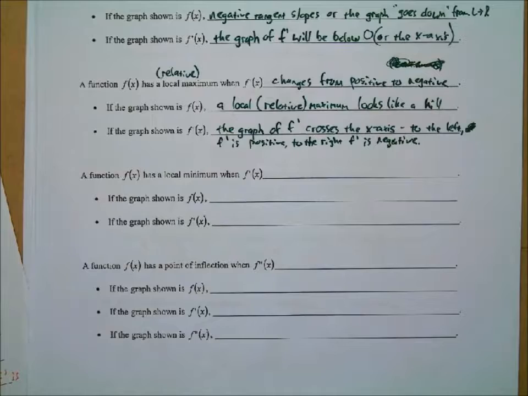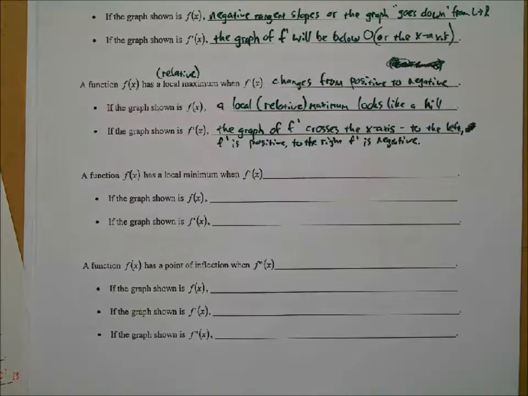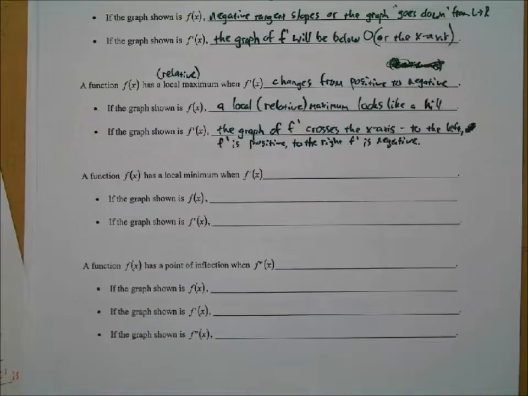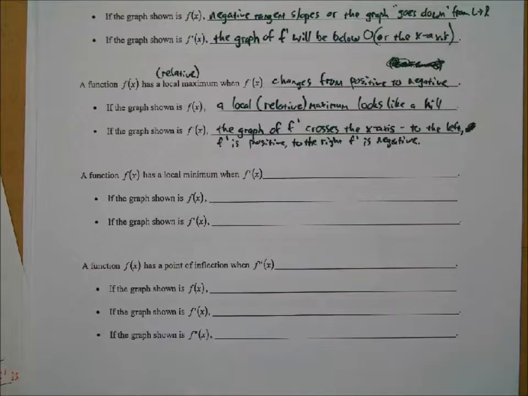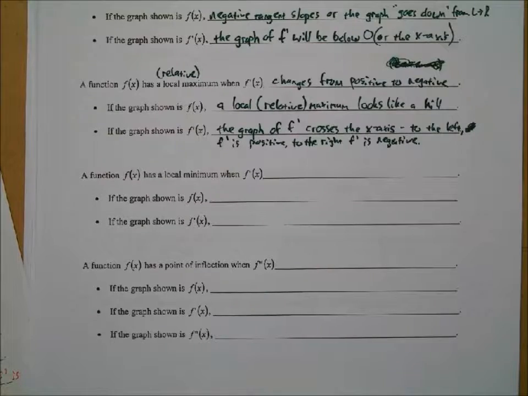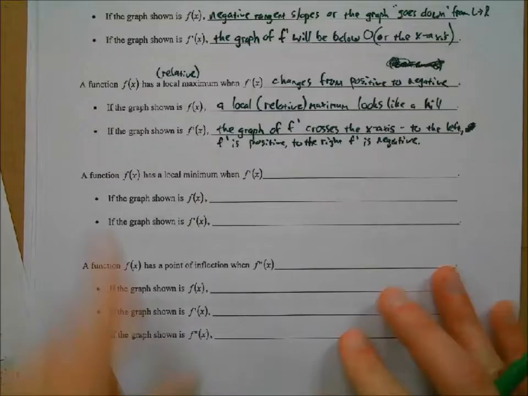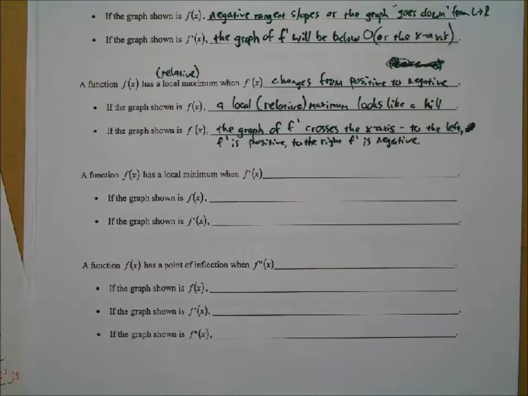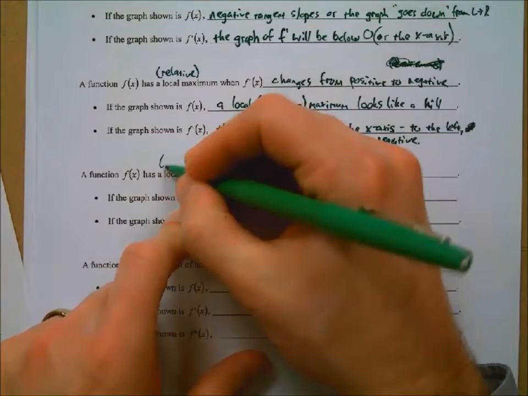Okay, so to identify the relative maximum of f, given the graph of f prime, we want to see that f prime crosses the x-axis, so we have a 0 there indicating a critical point. To the left of that 0, we want f prime to be positive, indicating the original function is increasing. To the right, we want that derivative to be negative, so that way the original function is decreasing. Changing from increasing to decreasing indicates that relative maximum. Okay? And then, of course, with the local minimum, it's going to be the same thing. We're just going to switch around some of the signs.